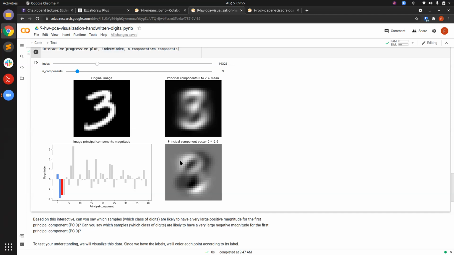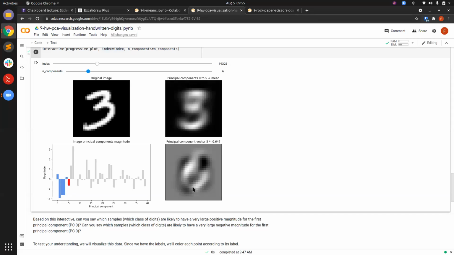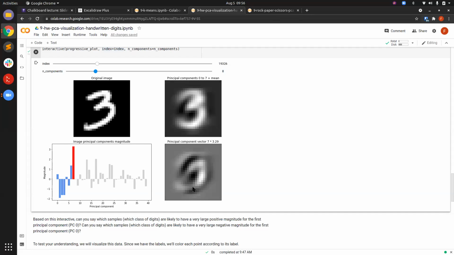So for example, you can also see how a 9 shape like this would also benefit from being reconstructed by this. For this particular sample, the most important principal component seems to be number 7. Okay. So looking at this principal component, number 7 kind of defines this empty space here and this empty space here. And that turns out to be very helpful for creating this outline of this 3.